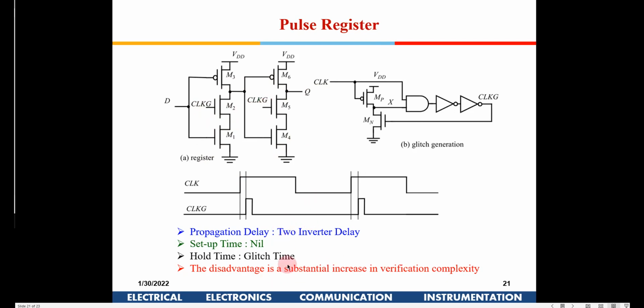But the disadvantage is verification. In verification, many times we give test vectors and then we see the outputs at intermediate states. So now testing and verification becomes a complex issue in these kinds of registers. How can we increase the duty cycle of the glitch? That is by increasing the number of stages out here. If you put more inverters out here, the glitch duration can be increased.